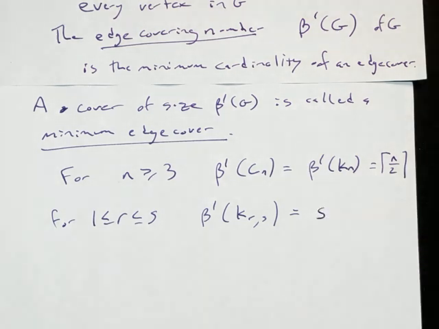Hey, wait a second. What were the alpha numbers? Alpha prime of G and alpha prime of Kn and Cn and KRS? Wait a minute, they were R and then the floor, weren't they?